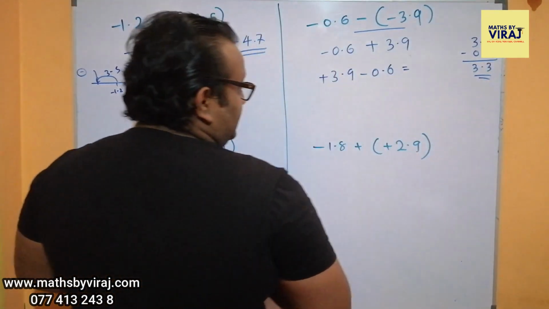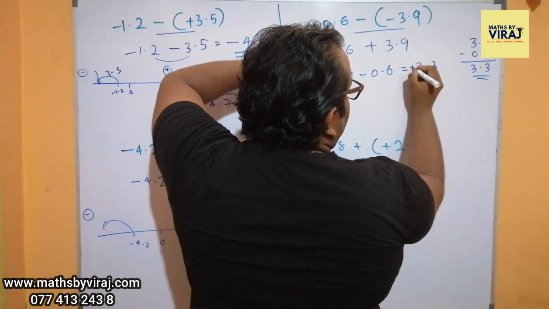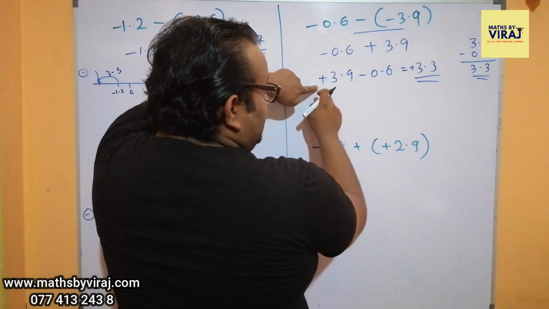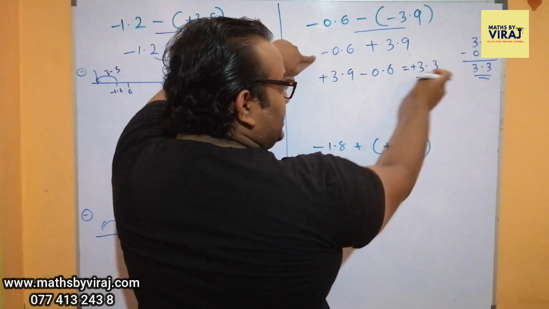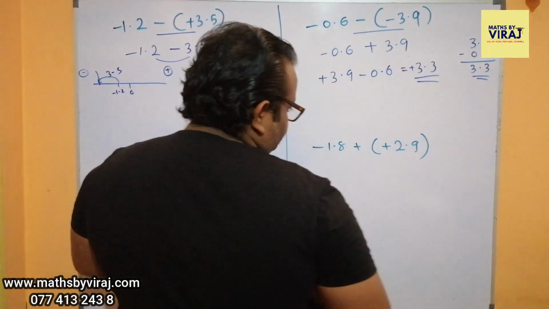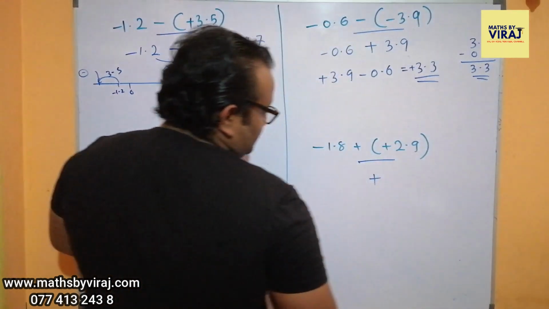3.3. Is it positive or negative? It is plus 3.3. Why is it plus? You see that it is plus here. The plus number is larger. This is minus. Therefore, it is plus 3.3. Again, plus and plus, the answer is plus.